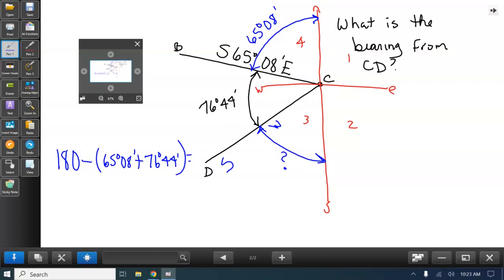Anybody want to punch it in and tell me what you get? How is BC southeast? It seems like it would be northwest. It's in quadrant 4. It is in quadrant 4.